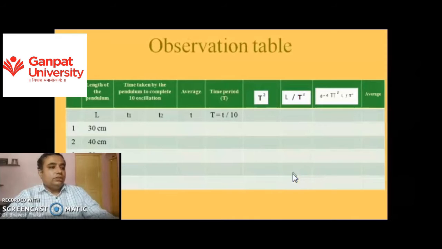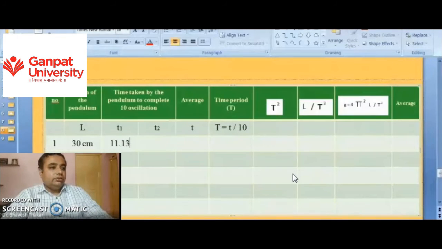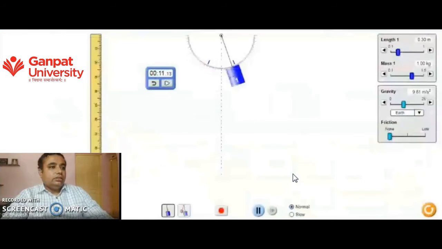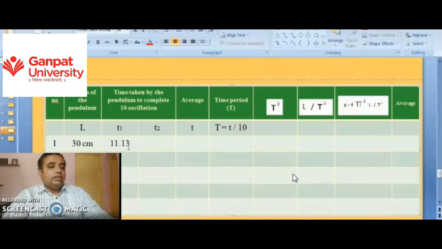So this is our observation table. The first reading is 11.13. That we have noted as the first reading, T1. Similarly, we'll measure T2.